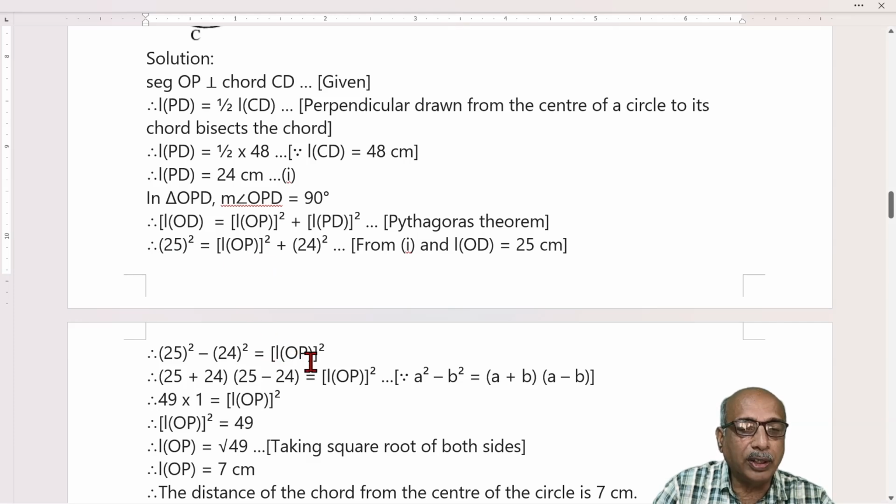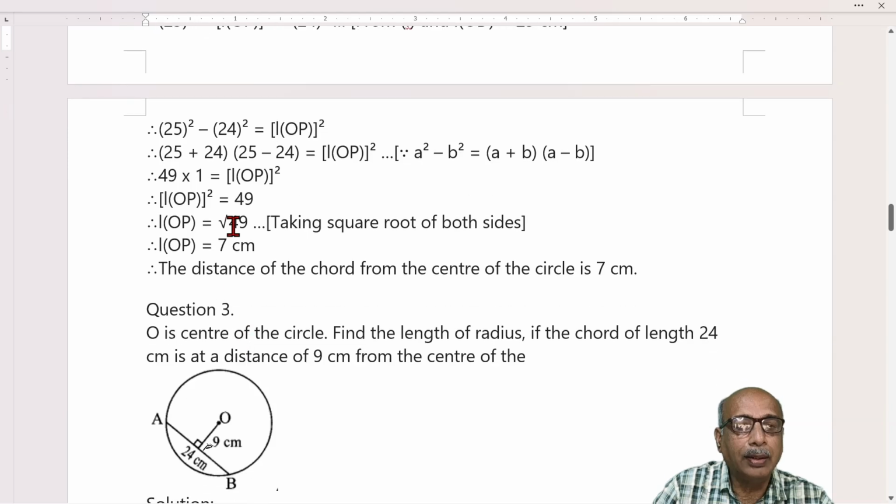You will get OP square equals 25 square minus 24 square. Again, I repeat, here we can make use of the expansion formula: A square minus B square equals A plus B into A minus B. 25 plus 24 into 25 minus 24. So 49 into 1. Therefore, OP square equals 49. Take square root on both sides. You will get OP equals 7 centimeter. Therefore, the distance of the chord from the center of the circle is 7 centimeter.